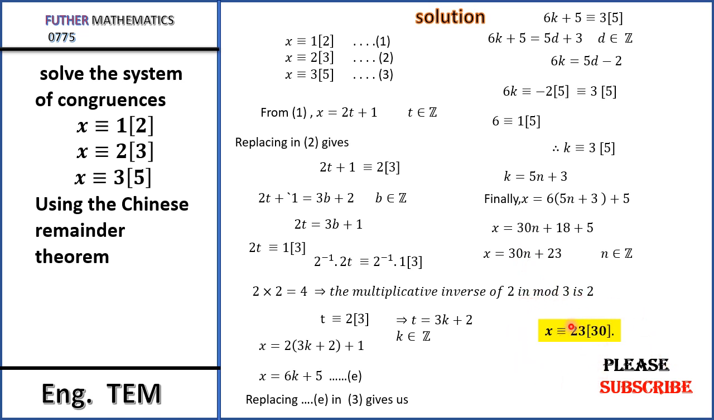So the least value. Our final answer is x is congruent to 23 mod 30. We are done for the tutorial.